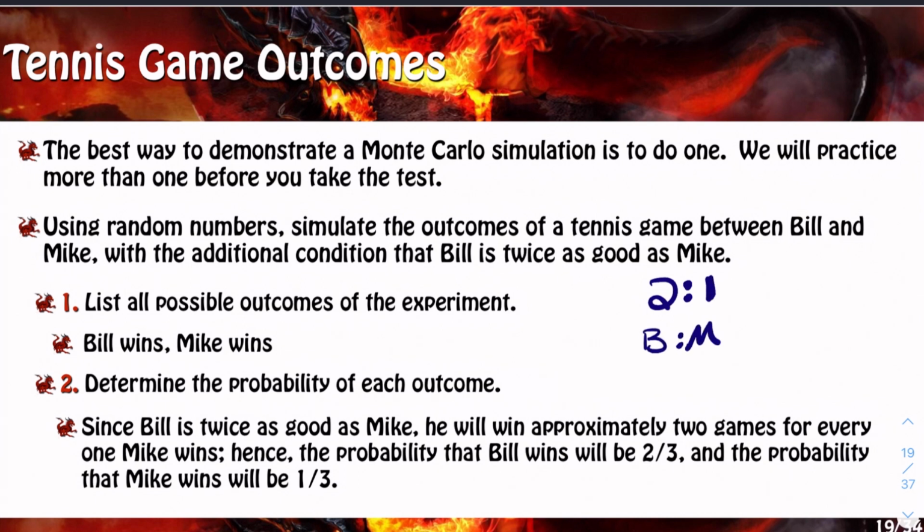So what we need to do, first, is list all possible outcomes of the experiment. So either Bill wins or Mike wins. Those are the 2 options. Next, we're going to determine the probability of each outcome. Bill is twice as likely to win, so that would be 2 out of 3 versus Mike's 1 out of 3. Since Bill is twice as good as Mike, he will win approximately 2 games for every one Mike wins. Hence, the probability is 2/3 to 1/3. We can think in ratios, we can think in probabilities, we can think in fractions.